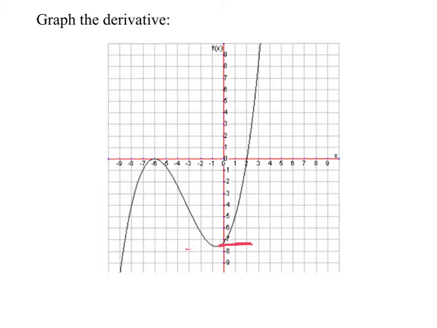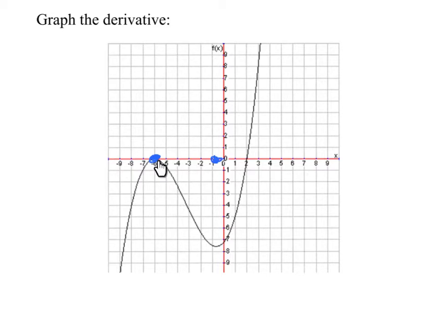So we're looking for where the slope is 0. It's right here and right here. I'm going to mark that in on my graph. Okay, so where the slope is 0, the derivative will be 0. Slope and derivative are basically interchangeable words in calculus.